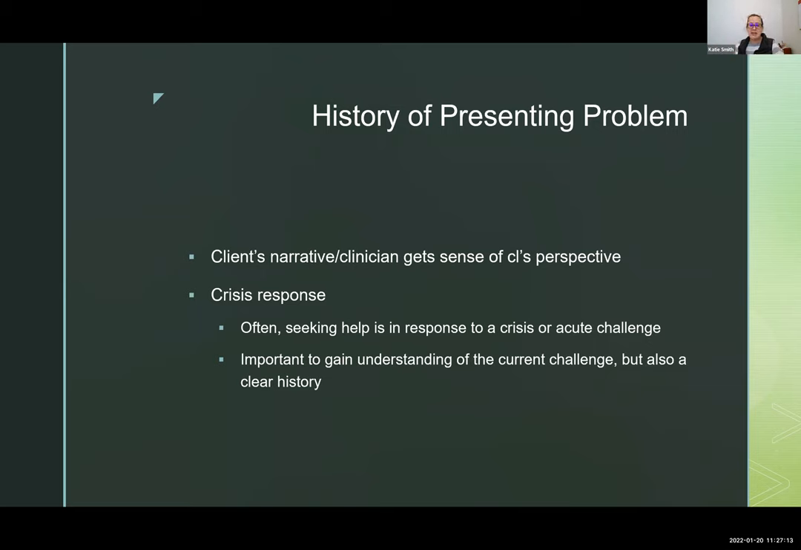It's important to gain an understanding of the current challenge, but also a clear history. When we start talking about treatment, we can look at, oh, this same thing has happened before. How did they navigate it before? Were those efforts successful? Were they unsuccessful? Should we be pulling from some of those previous coping strategies? Or maybe they were maladaptive and we need to work at addressing those.